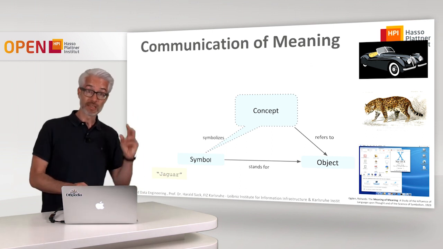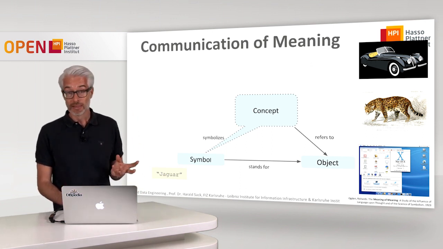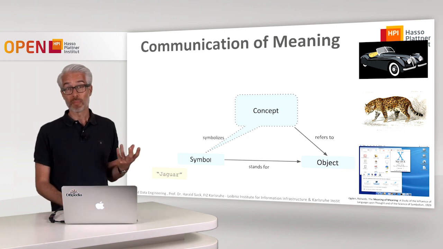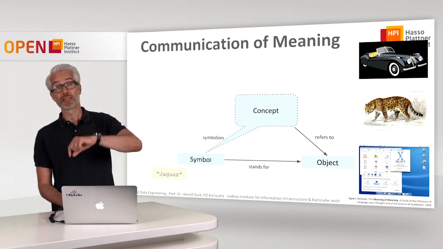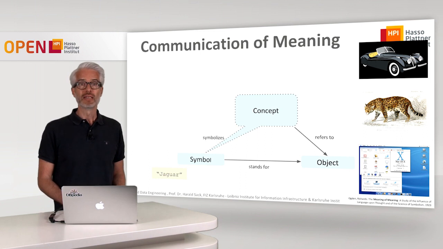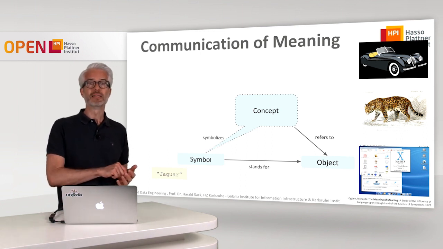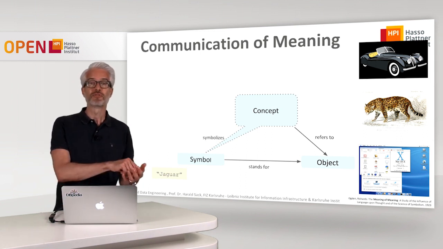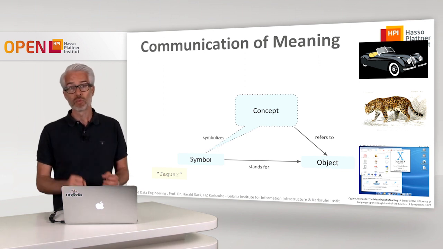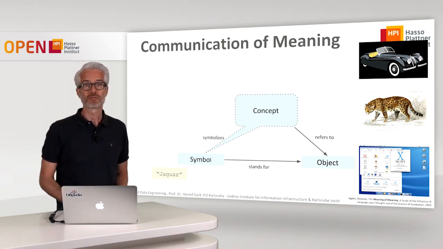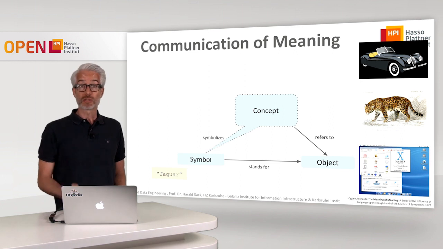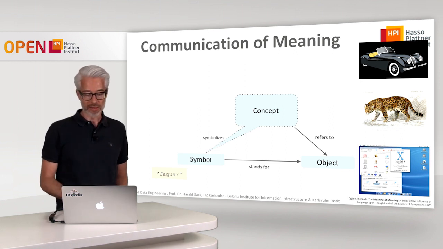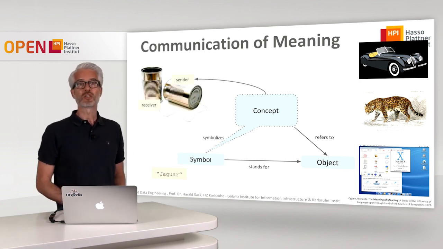And usually if you hear that symbol, in your mind, something like a concept pops up. And then you think, this object in the real world is referred by that. But it means this symbol symbolizes this kind of concept which refers to an object in the real world. And now you have this kind of triangle. And what you want to convey in a message from a sender to a receiver is a specific concept.